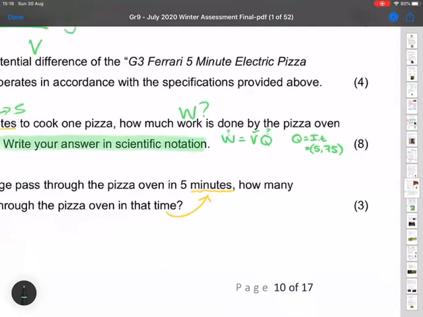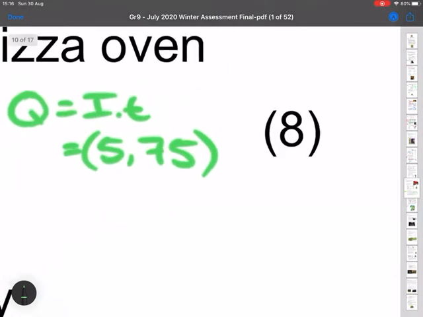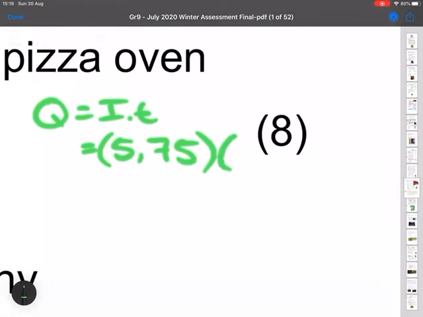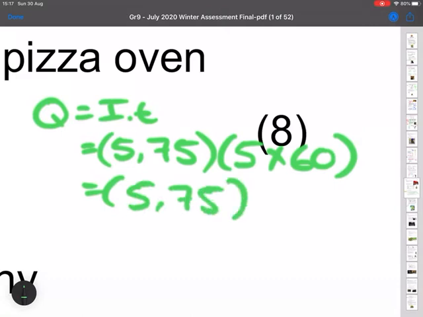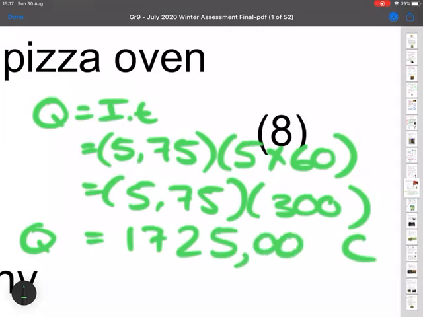How long does it take to cook the pizza? Well, 5 minutes. 5 times 60 will give you 300 seconds. So you need to show that conversion. Again, you can do it on the side or show it in your calculation. So 5 times 60. So you're going to have 5.75 amps times 300 seconds. And that will give you a charge of 1725 coulombs.